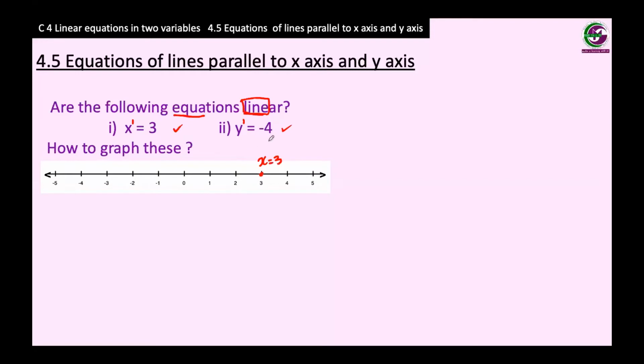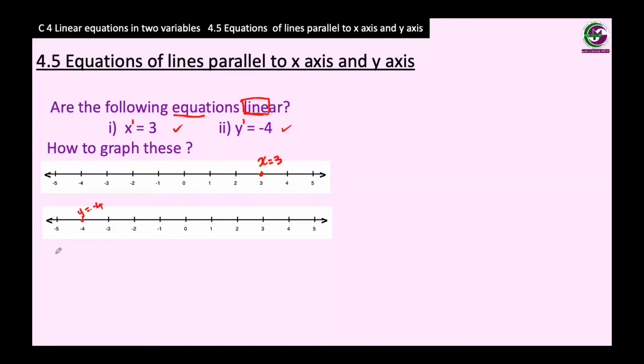What about the next one? Don't get confused. If you have y, you should not represent it on a vertical line. Whatever the variable is, if you have only one variable, we can represent it on a number line. y is equal to -4. So you can mark it here, y is equal to -4. This is how you can represent an equation with one variable.